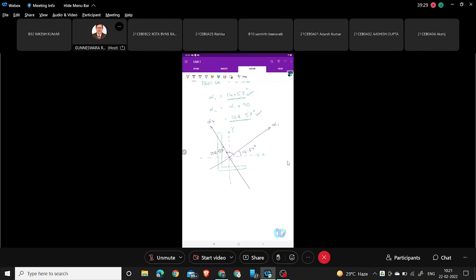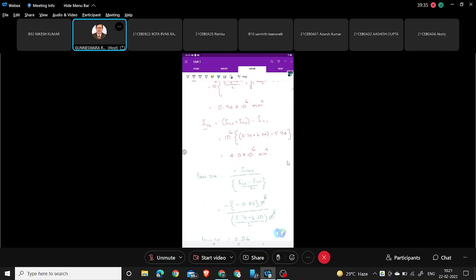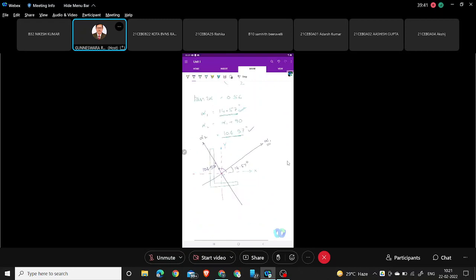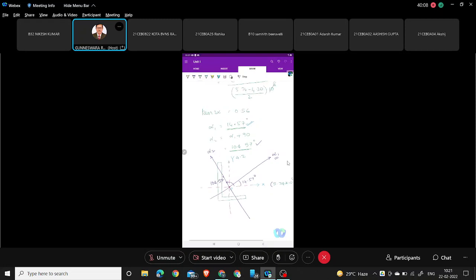Okay, so now the question is, this alpha 1 carries which principal moment of inertia? Will it carry 5.94 or 4.06? That is important. Okay, so look here. This ICX carries a moment of inertia of 5.74 into 10 to the power 6, whereas this ICY carries 4.2 into 10 to the power 6 moment of inertia.